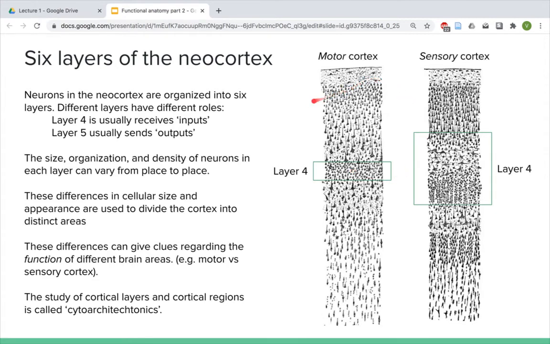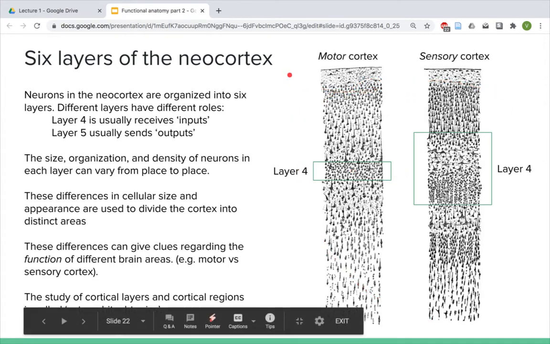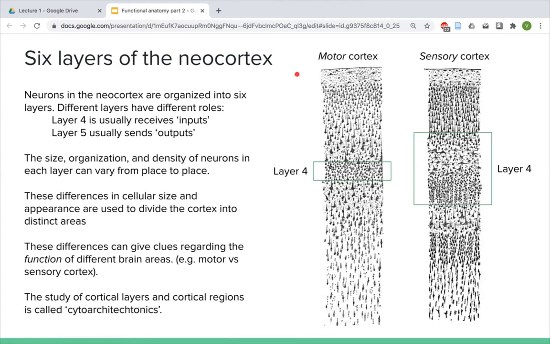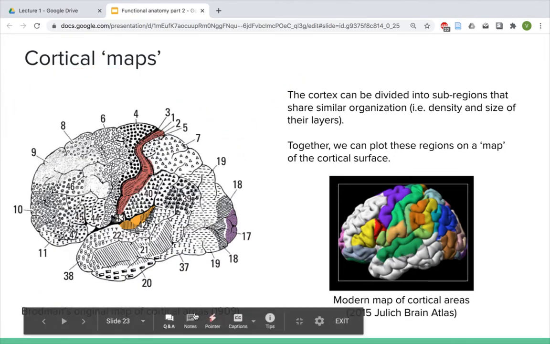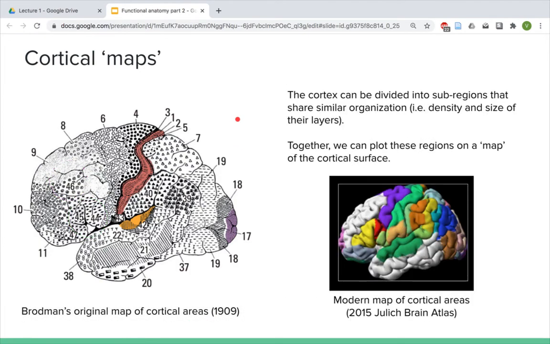Now, the study of the cortical layers here is called cytoarchitectonics, and one of the most famous illustrations in neuroscience is what's called the cytoarchitectonic map of the human brain. I'm showing you an example of this sort of map here. This is a very old map that was first created in 1909. It contains a map of different regions of the cortex, and what makes them different is that the layering of the cells in each of these regions is subtly different from one another.